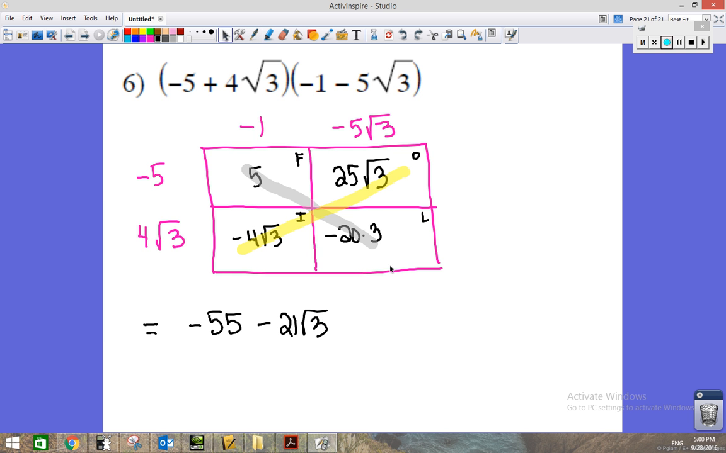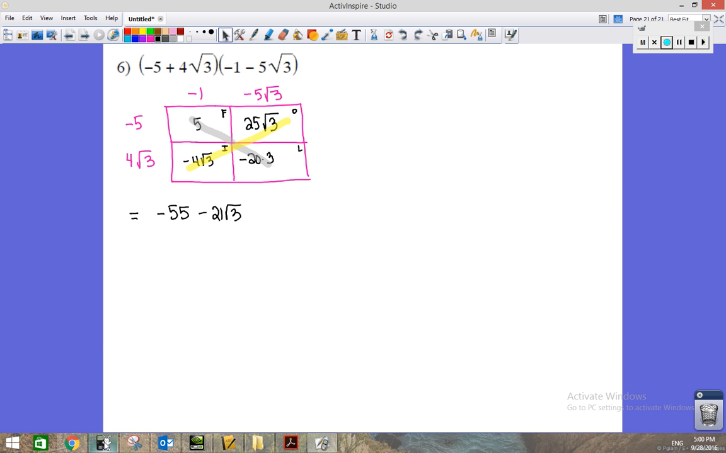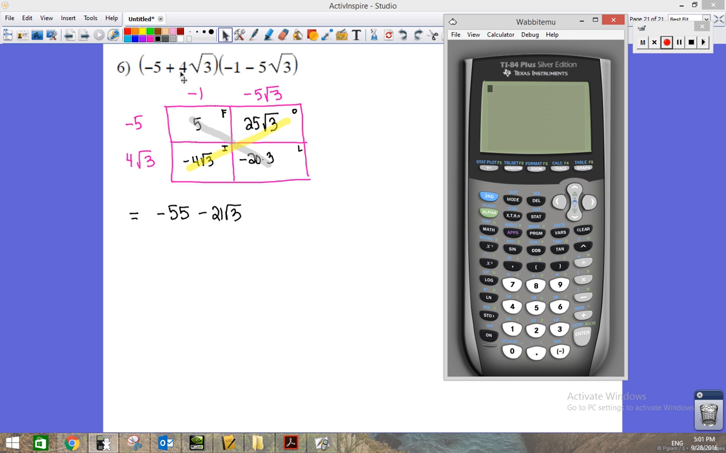So I believe I have the right answer, but as I'm getting tired of doing these, my check is even more important because I don't want to make a silly mistake for you guys. If I have these binomials, I've got the negative 5 plus 4 radical 3 and a negative 1 minus 5 radical 3. Let's see what we get. Ta-da! Negative 18.6269.